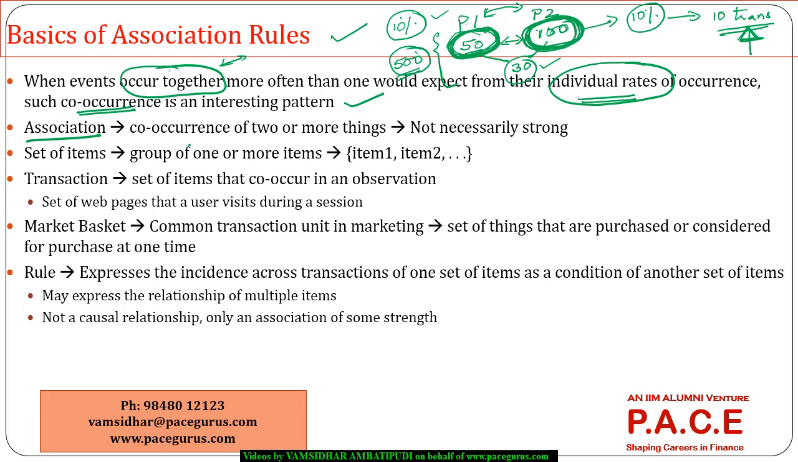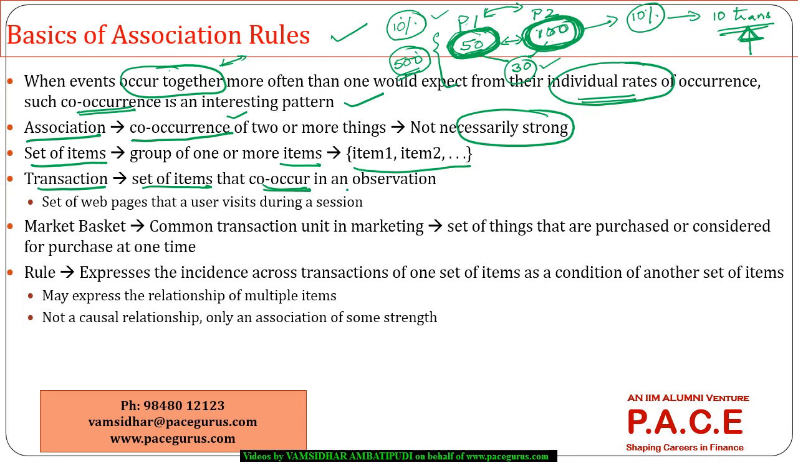So when we use the word association, we are talking about the co-occurrence of two or more things happening. But let me tell you, this co-occurrence need not be a strong scenario. It could be just occurring like that. It need not be a very strong association, but it should be much more than simple chance. Then we are using another term called set of items. Very simple: one or more items. We typically represent them in association analysis using braces. Then the word transaction is purely a set of items that co-occurs in an observation.